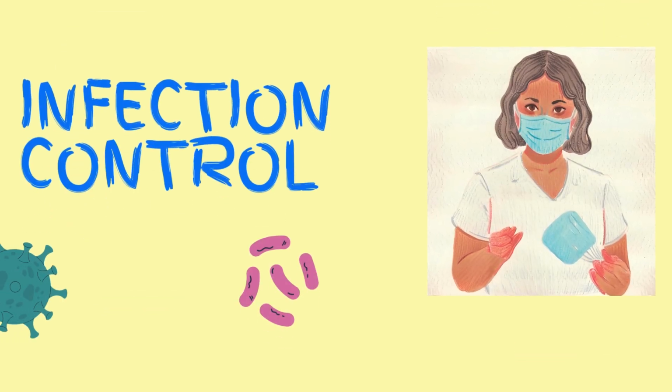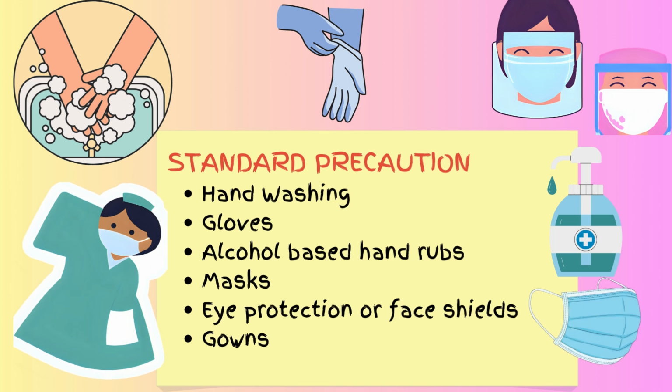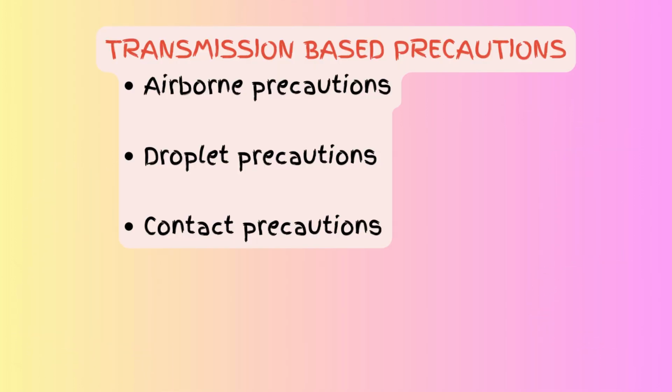As we all know, healthcare workers should practice infection control to prevent the spread of infection in healthcare settings. In today's video, we will be discussing in detail standard precautions and transmission-based precautions. Standard precautions are the basic infection control practices used to prevent the transmission of infection in healthcare settings. They are applied to all patients regardless of diagnosis and include the following: hand washing, gloves, alcohol-based hand rubs, mask, eye protection or face shields, gowns.